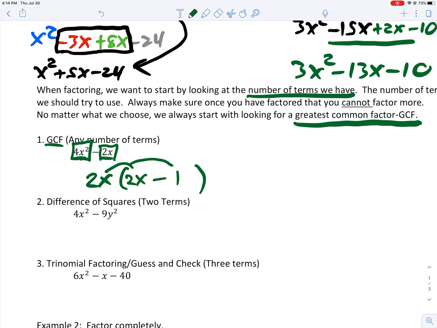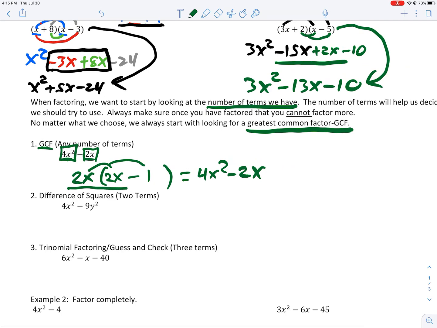So if you quickly check this, if you were to distribute this back through, would you get what you started with? Well, if you multiplied, you would get 4x squared minus 2x. So this would be factored. So as we go through and factor, realistically, you should be able to tell me if it's right because you can multiply it back.